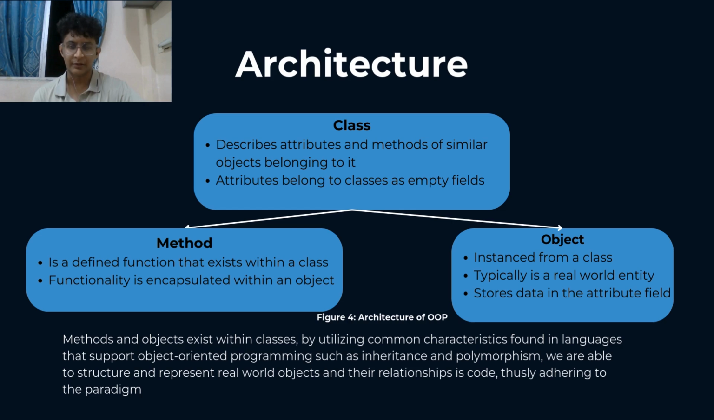Moving on to the object-oriented paradigm architecture, we have classes that describe attributes and methods of similar objects that belong to this class. Attributes belong to classes as empty fields, which are then filled up by objects that store data in these fields when they are instanced from a class, and objects are typically the real-world entity that we are programming in mind with. Methods are defined functions existing within a class and has its functionality encapsulated within each object.